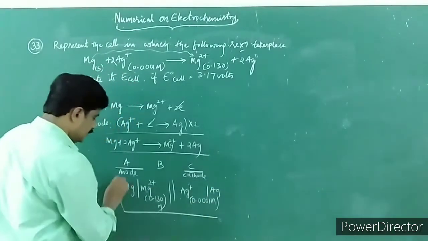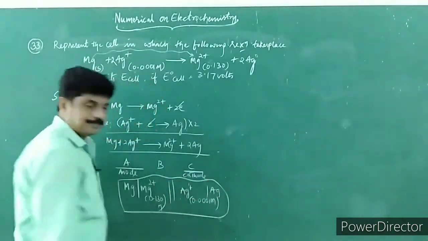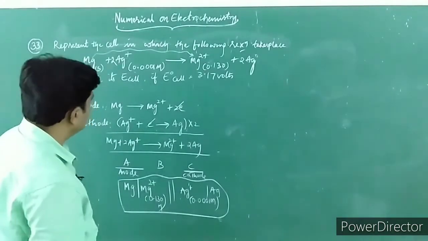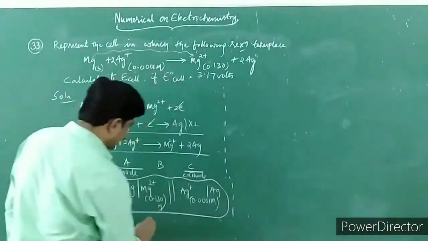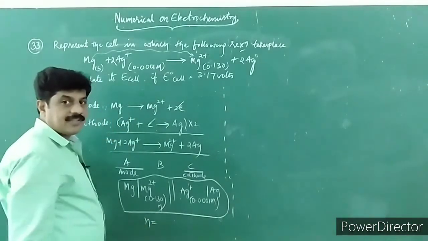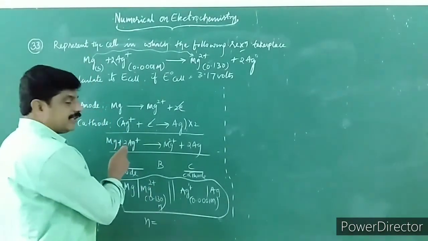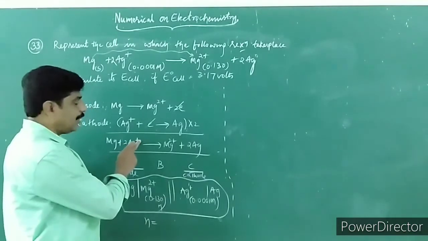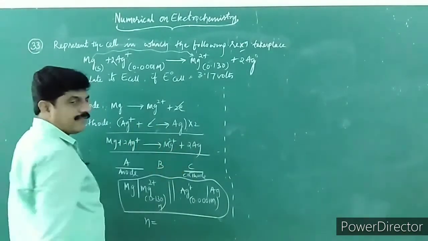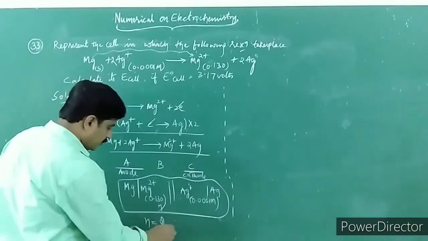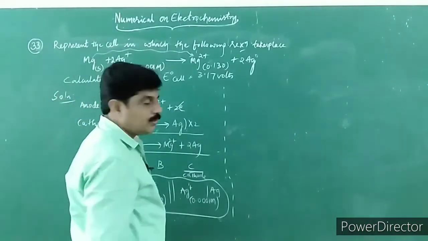So this is the cell representation. Hope you got it. Now children, once the cell representation is over, find out n here. n is the number of electrons required for the reduction process. Look here, for the reduction of Ag plus ions to Ag, you require 2 moles of electrons. That means n is equal to 2.